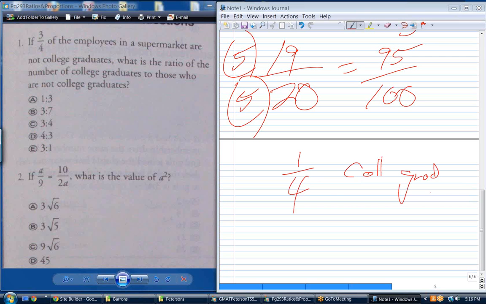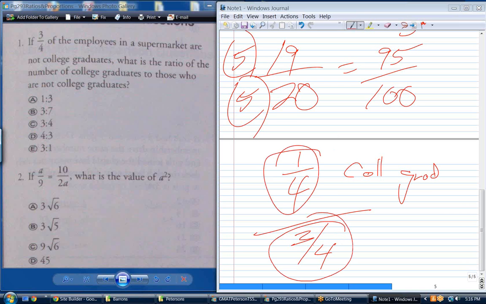So if you need to find the ratio, I want to say 1 to 3. 1/4 to 3/4, right? Oh, no, excuse me. Yeah, because 3/4 are not, 1/4 are. They want the ratio of graduates to not, so we take 1/4 divided by 3/4. The 4s, once again, you can cancel them because they're both denominators, and you get 1 to 3. Okay, good.